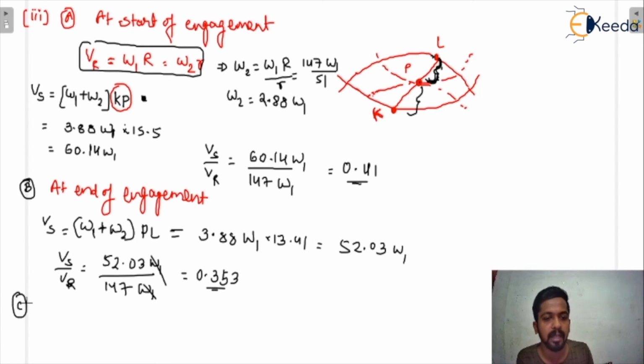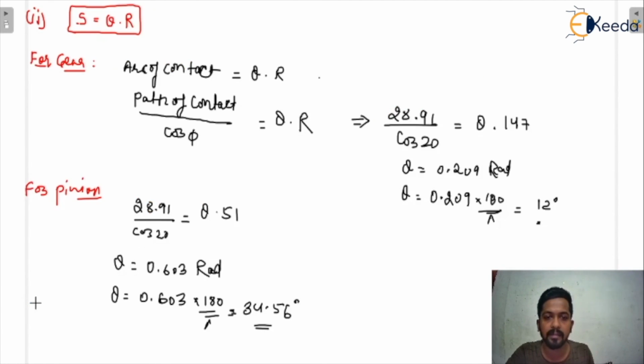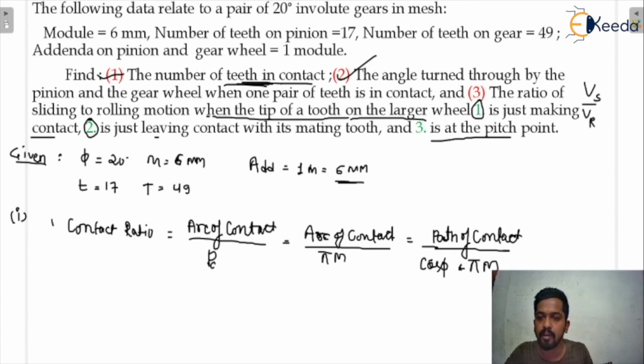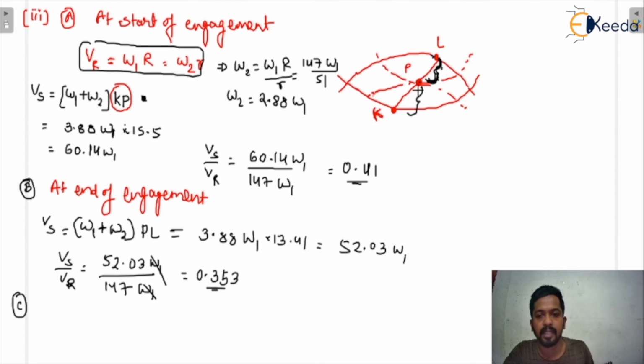In the third part, it is asking to find out the ratio at the pitch point. See here in the diagram, with respect to P, at the start of the engagement we consider this length. At the end of the engagement, we have to consider this distance. But at the pitch point, there will not be any sliding velocity. That means at the pitch point only pure rolling will take place.